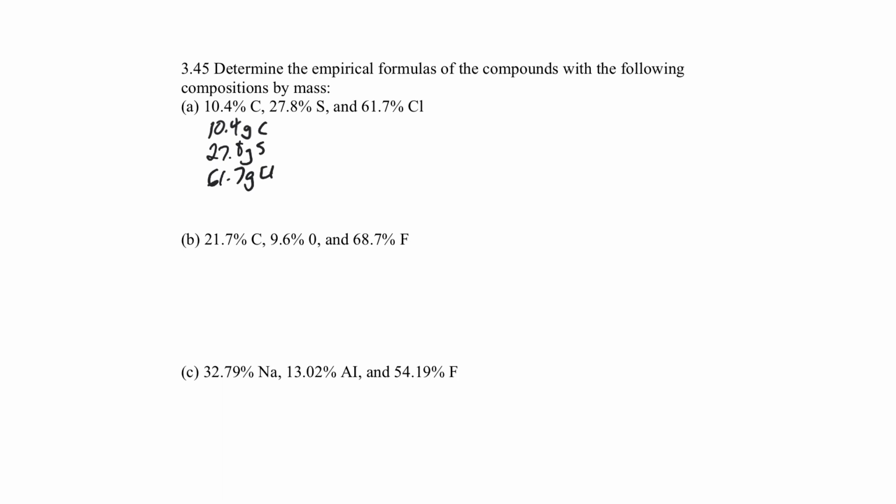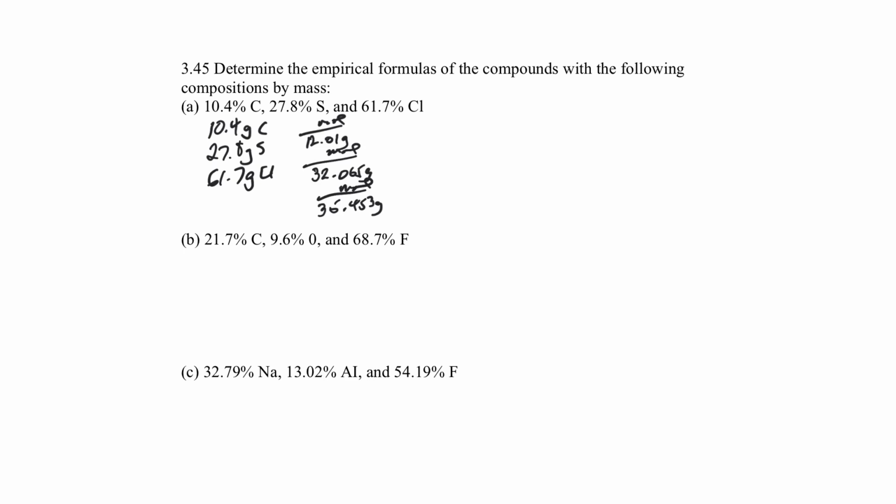So if I can turn these grams into moles, and I do that through the periodic table. I'm going to go to carbon on the periodic table. It's 12.01 grams per mole. Sulfur, I go to the periodic table, sulfur is 32.065 grams per mole. And chlorine is 35.453 grams per mole.